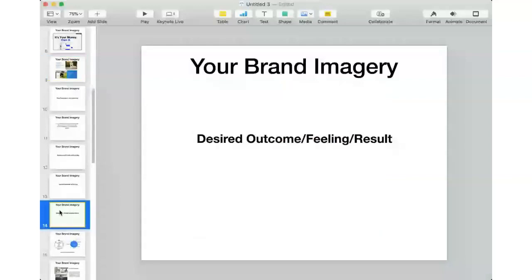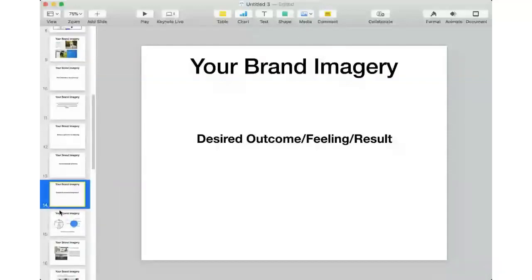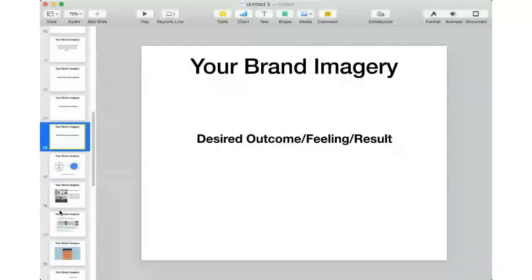So we either want to do the current emotion or feeling, or we want to focus on the desired outcome, feeling, or result, right? Or a child with a pet. Yeah, that's amazing.